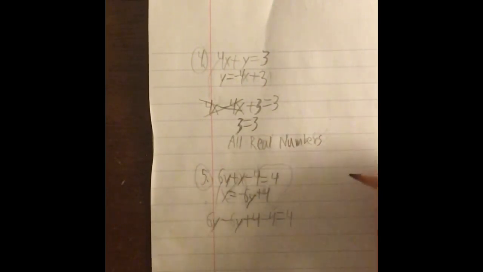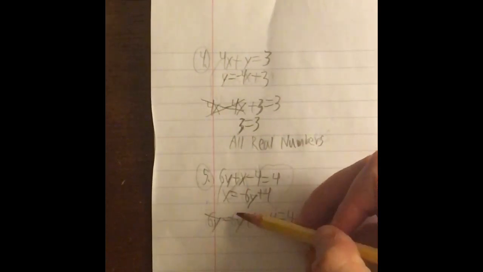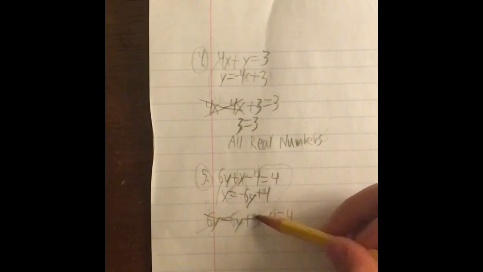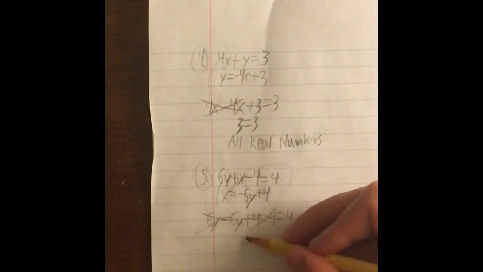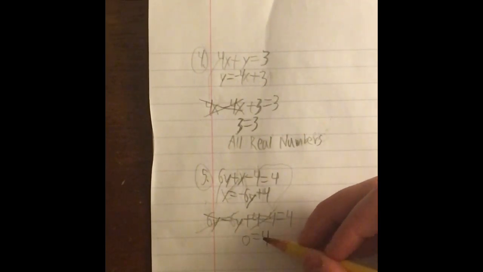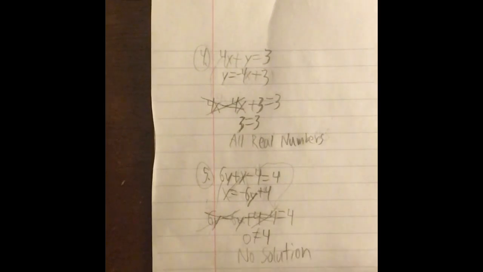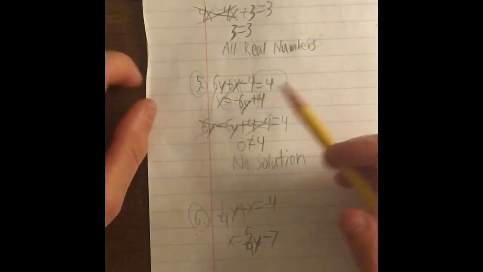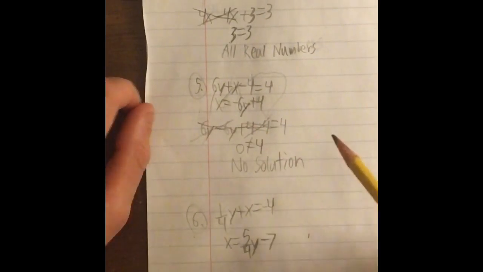And I know there's a lot of 4's. So these two are going to automatically cancel out. And then these two are also going to cancel out, which leaves us with 0 equals 4. So this means that this is no solution. Yeah, no solution, since 0 does not equal 4. And there's no variable to equal 4.